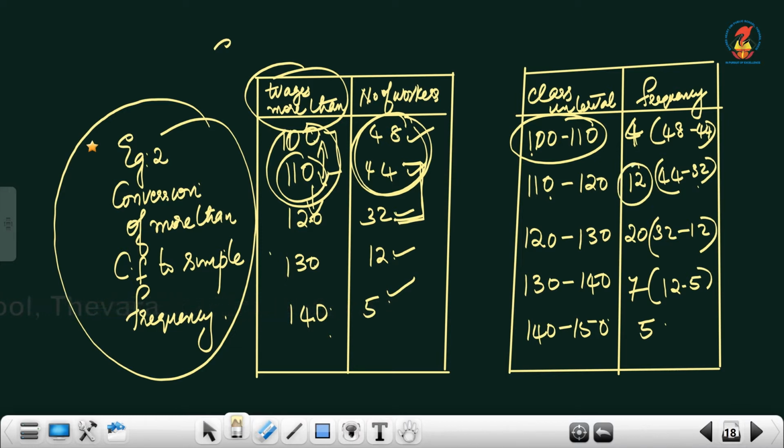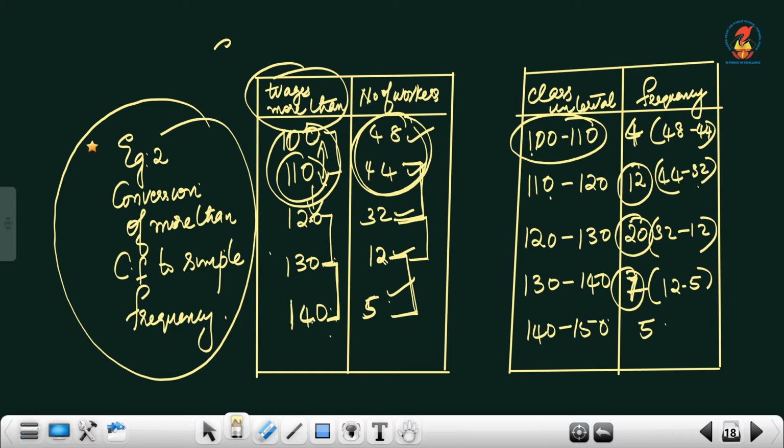Next, more than 120 means your class interval should be 120 to 130. As it comes between 120 and 130, you have to subtract the two frequencies 32 and 12. You will get the answer as 20. Again, more than 130 means the class should be between 130 and 140. Therefore, you have to subtract the two frequencies, that is 12 and 5. You will get the answer as 7. That is why we are deducting the two frequencies 12 and 5.